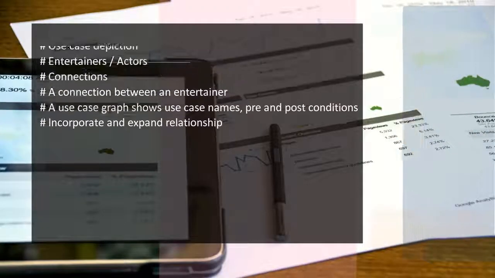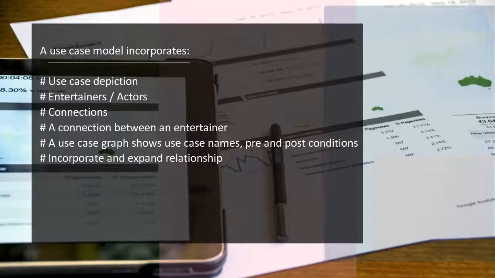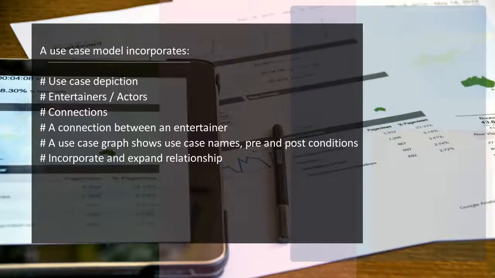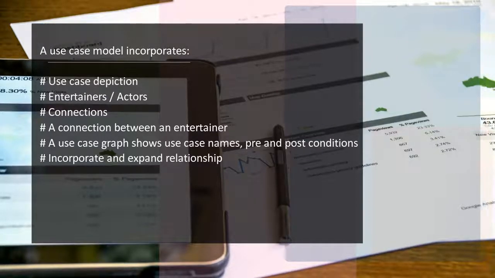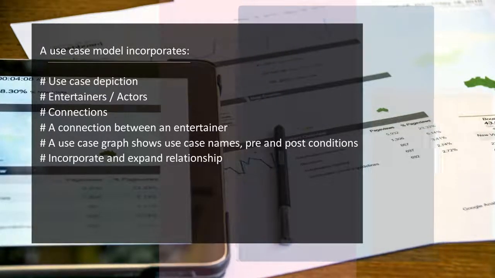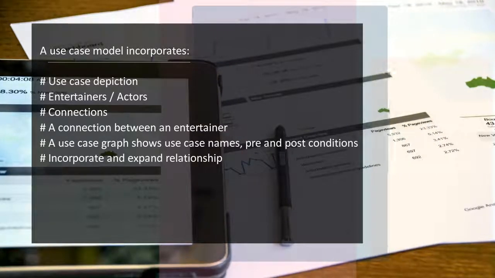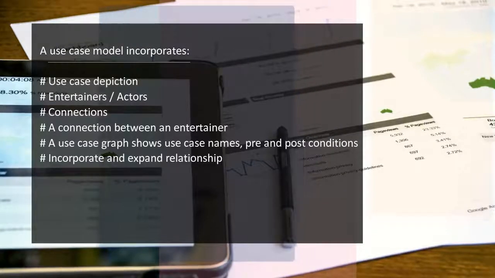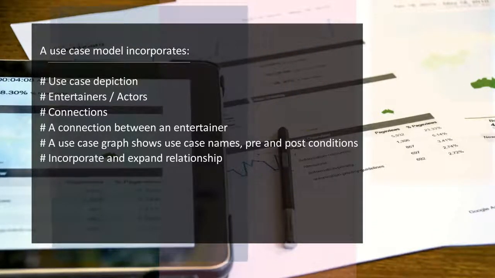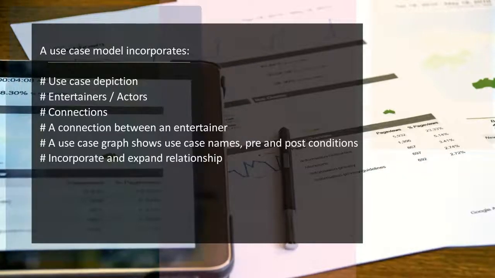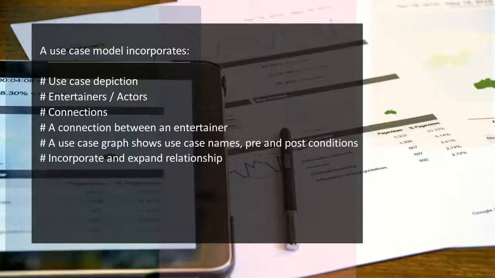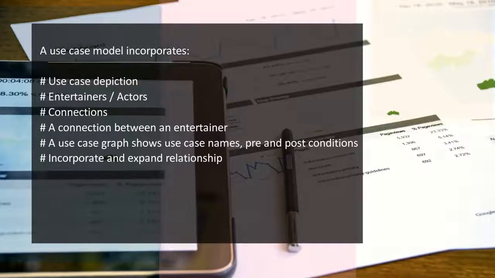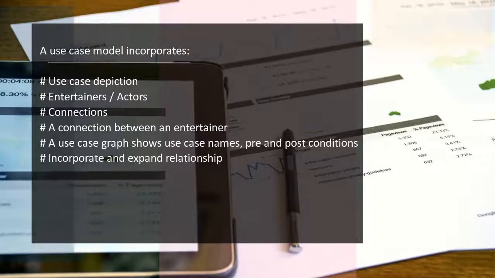A use case is a depiction of typical and anomalous conditions and well-ordered interactions between a framework and entertainers in its condition. A use case model incorporates use case depiction, entertainers, actors, connections. A connection between an entertainer and a use case catches the way that the on-screen character takes an interest in the use case. A use case graph shows use case names, pre- and post-conditions, entertainers, connections among on-screen characters and use cases, and connections between use cases. Incorporate and expand a relationship.